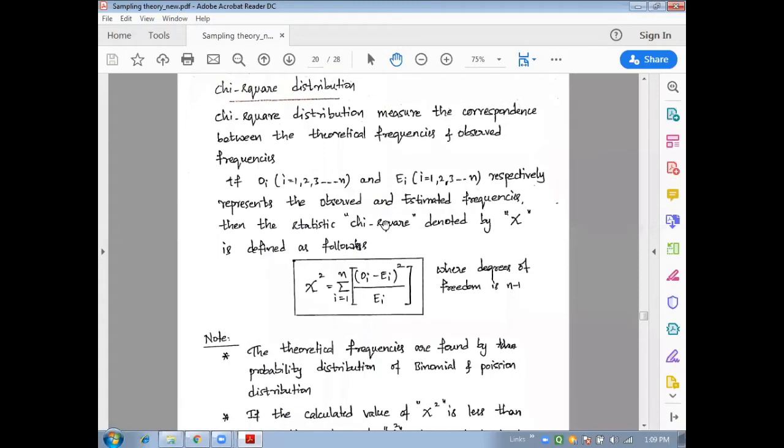We are going to discuss the chi-square distribution. This is also pronounced as chi-square. The chi-square distribution measures the correspondence between the theoretical frequency and the observed frequencies.